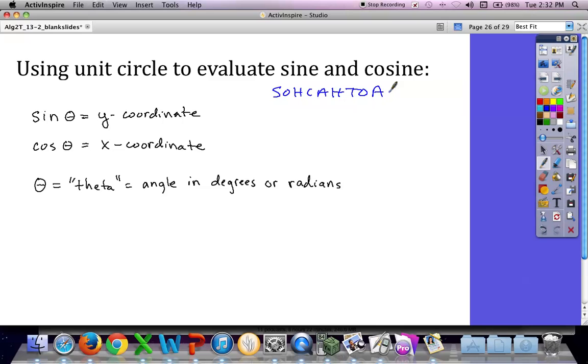So in SOHCAHTOA, let's say that you have your angle of theta, then you have to define your sides as being opposite, adjacent, or hypotenuse. Now understand the hypotenuse is always the hypotenuse. That does not change. The opposite side is the side which is across from the angle. So this is the opposite. And the adjacent side is the one, not the hypotenuse, which is next to the angle.